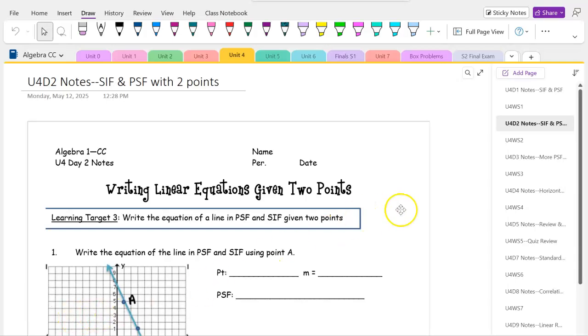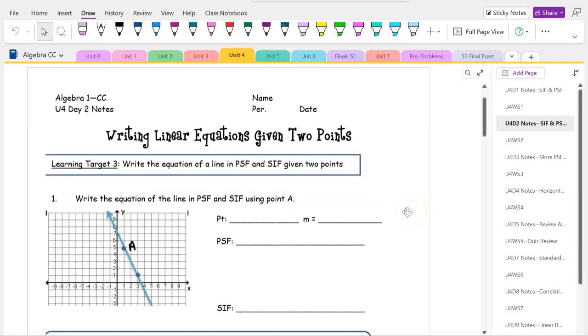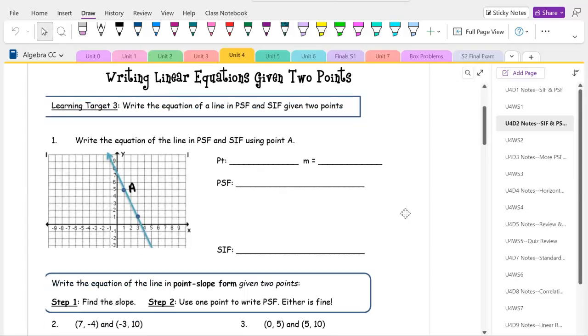Hello, Algebra 1. Today we are going to continue talking about point slope and slope-intercept form. We're going to start with a graph, and we're going to identify point A. Remember, we always do our x-coordinate first, so this is going to be 1, 5.